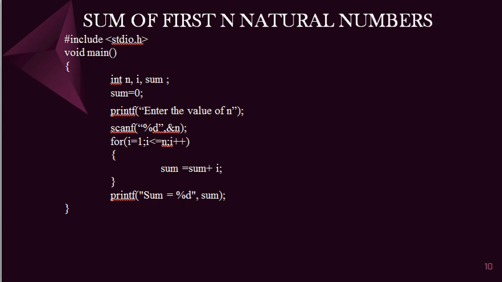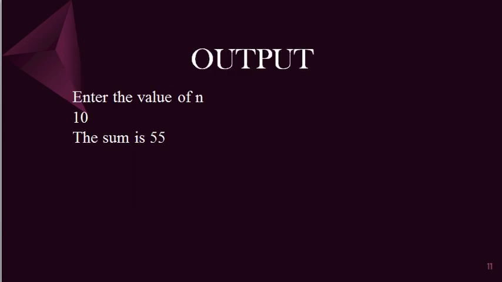So what will be the output here? Here the output is enter the value of n, then we enter 10. So the sum is 55. So that is what happens in the case of for loop. So we have seen different types of looping statements. What are they? While loop, do while loop, and for loop.